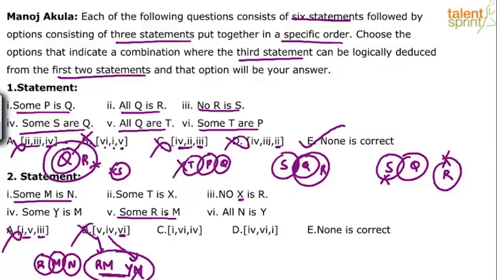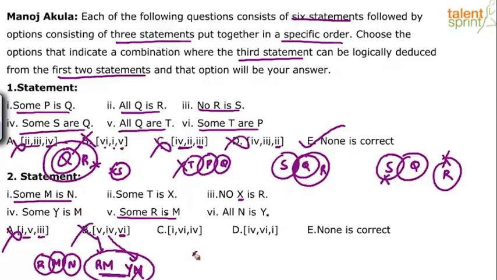Similarly, check for C. Why are we doing this verification? Because options can be eliminated directly, right? We don't even have to draw the diagram. Check for C. 1 has got M and N, 6 has got N and Y. So M and Y are the variables, and 4 has got Y and M. So possible.